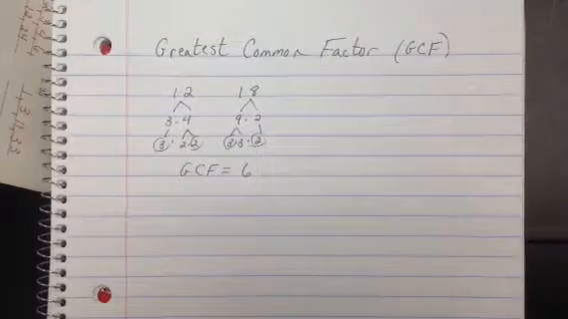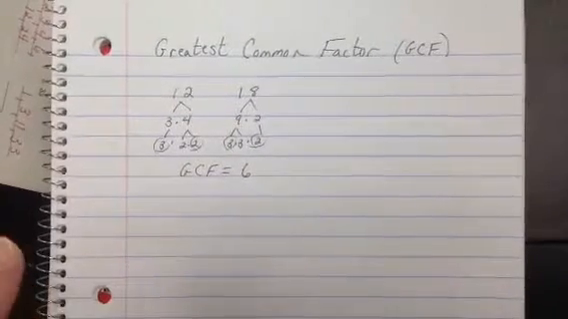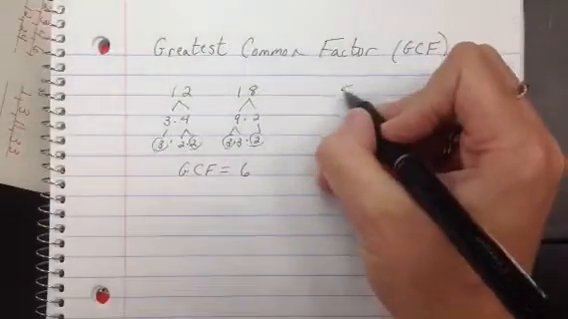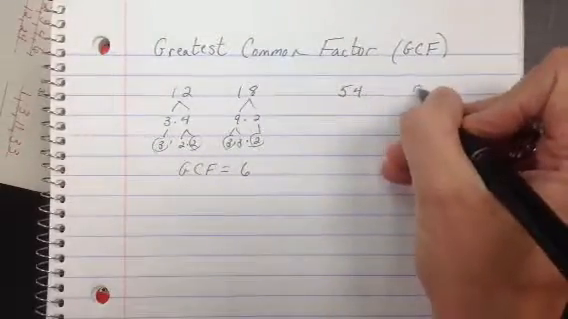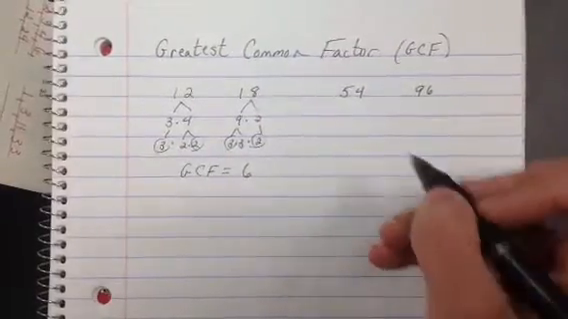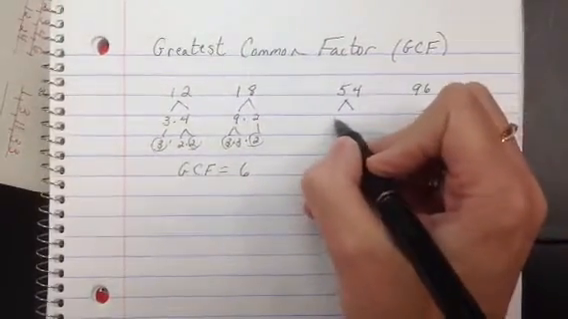Now, when you looked at that question, you might have said, well, I already knew that the greatest common factor was 6. Fabulous. But what if I gave you two numbers like 54 and 96? Would you so easily be able to look at those two numbers and accurately find the GCF? So I'm going to factor tree.